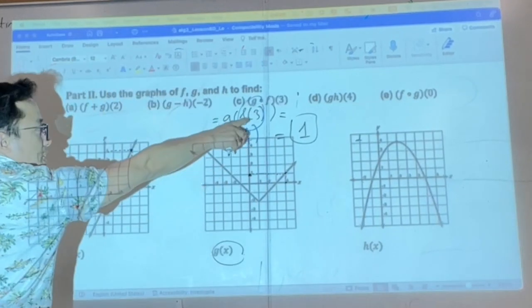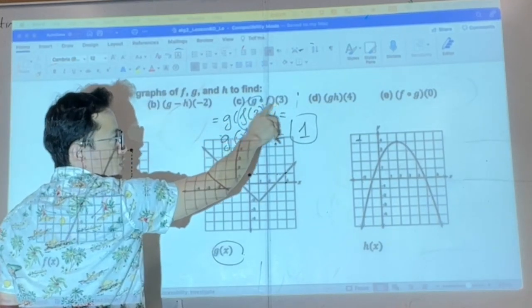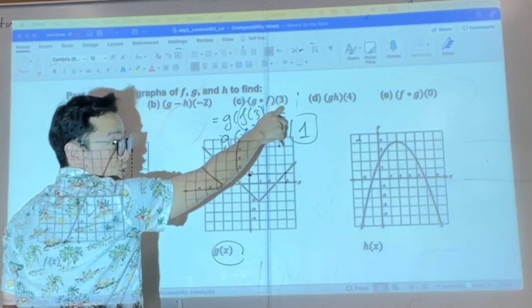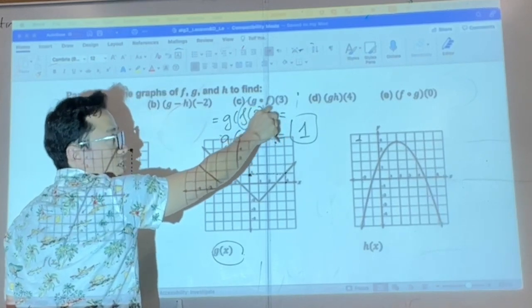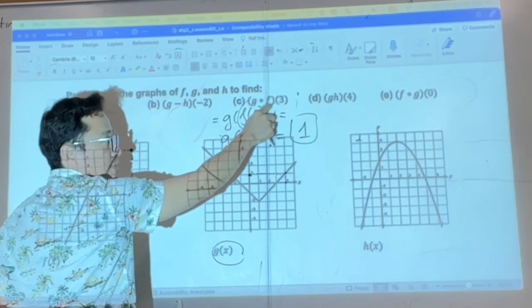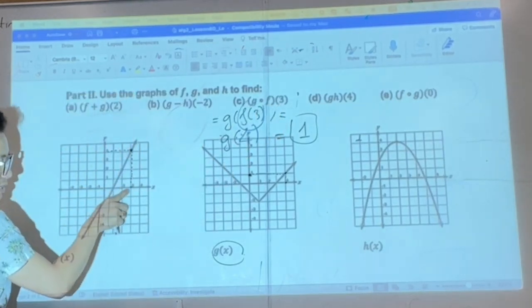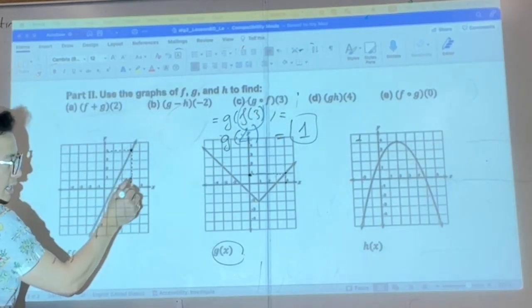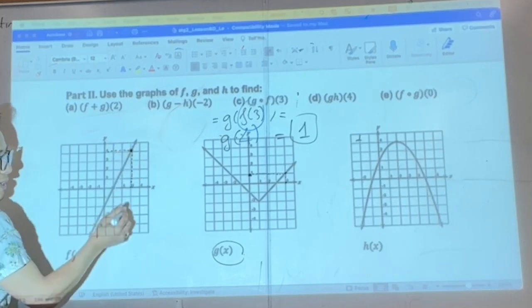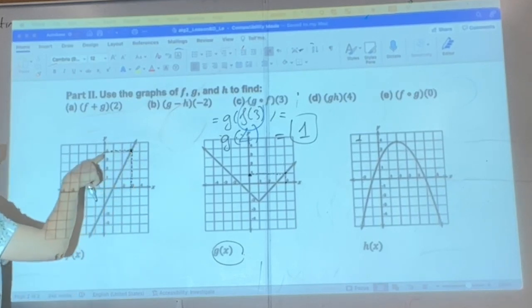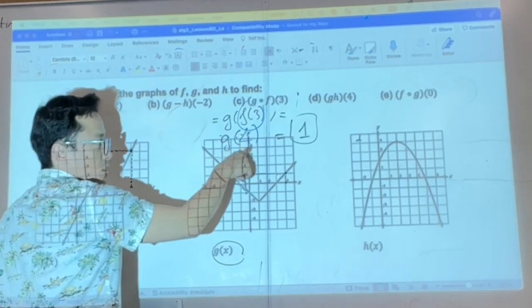F3 is 4. Okay, I asked you to find the composition of G of F of 3. Because F is the closest to 3, I'm going to find F3 first. Look at this: 3 is right here, and I go up to hit the graph right here, and then I find the Y. The Y is 4, so that's why it becomes 4.